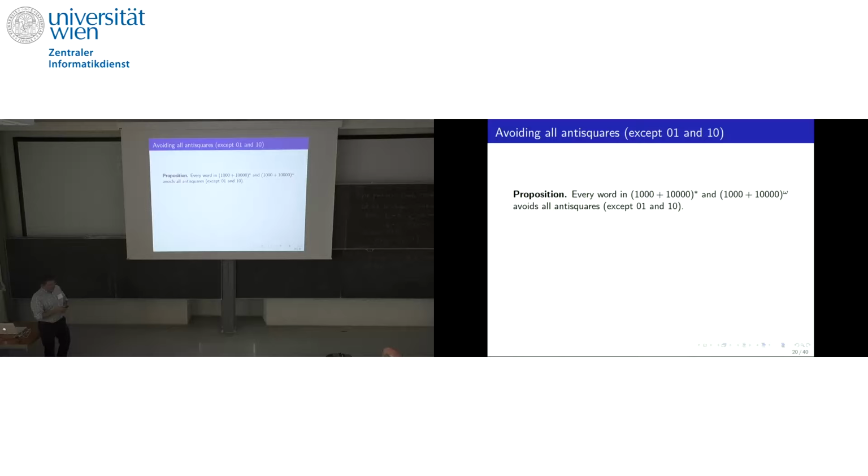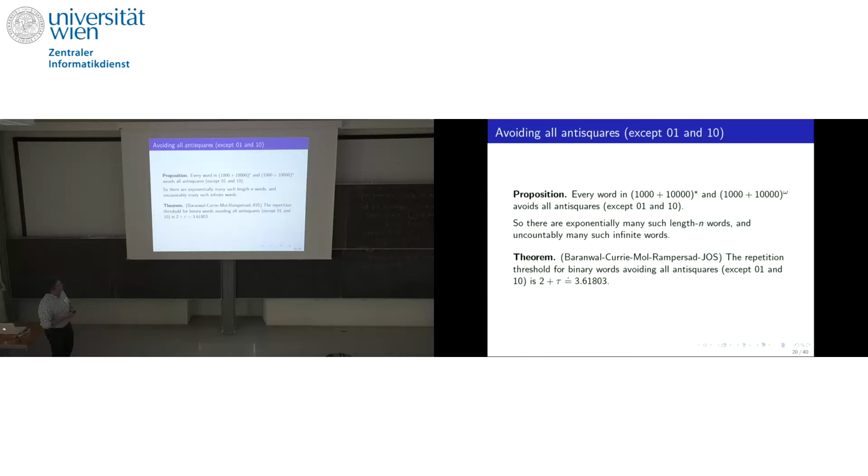So if you take any word that's a concatenation of 1000 and 10000, you can easily convince yourself that this word has only two antisquares in it, namely 01 and 10. And then the same thing, of course, if you repeat this infinitely. So this notation to the omega means choose any infinite word that is factorizable in terms of 1000 and 10000. So that proves right away there are exponentially many such words of length n, and there are uncountably many infinite words.